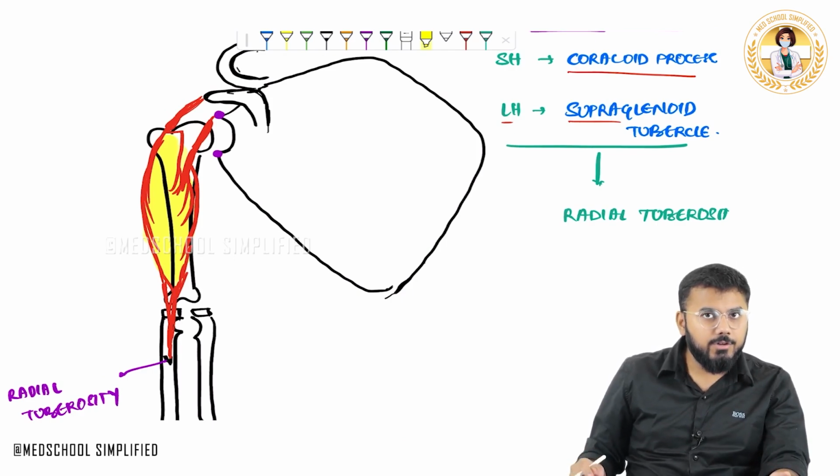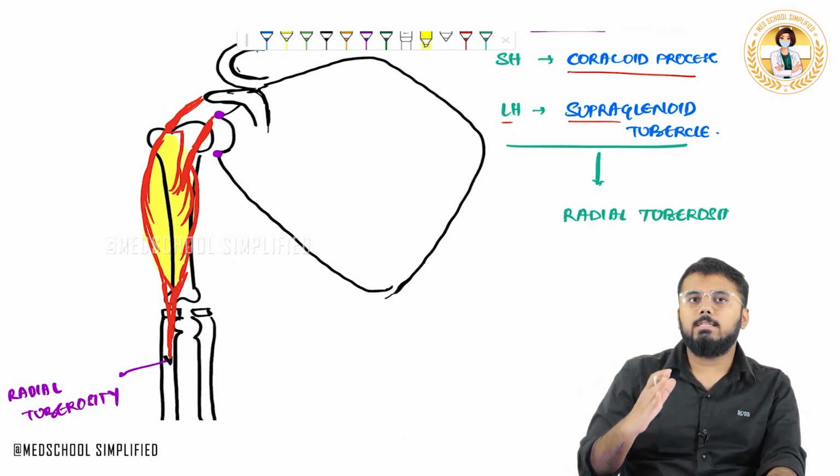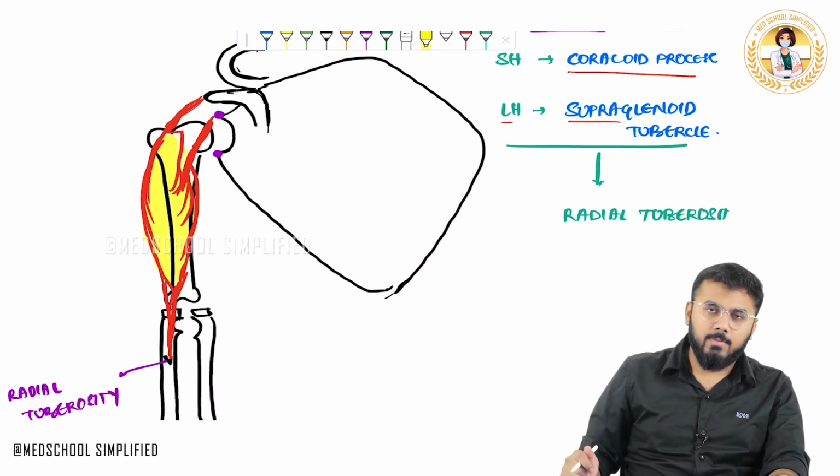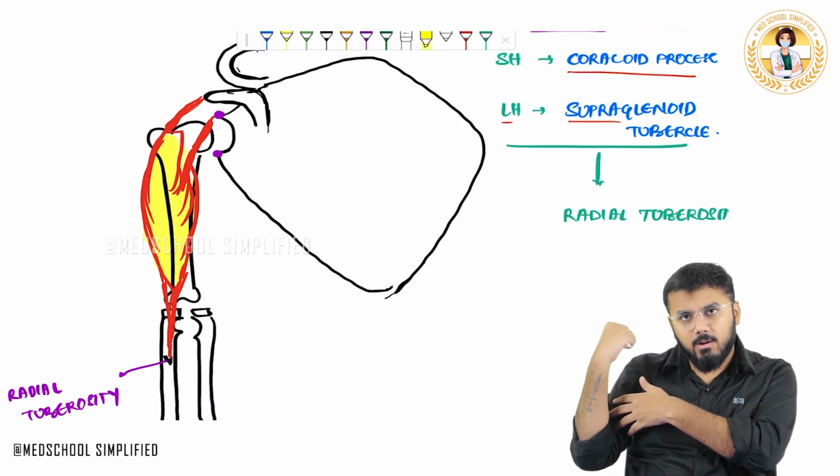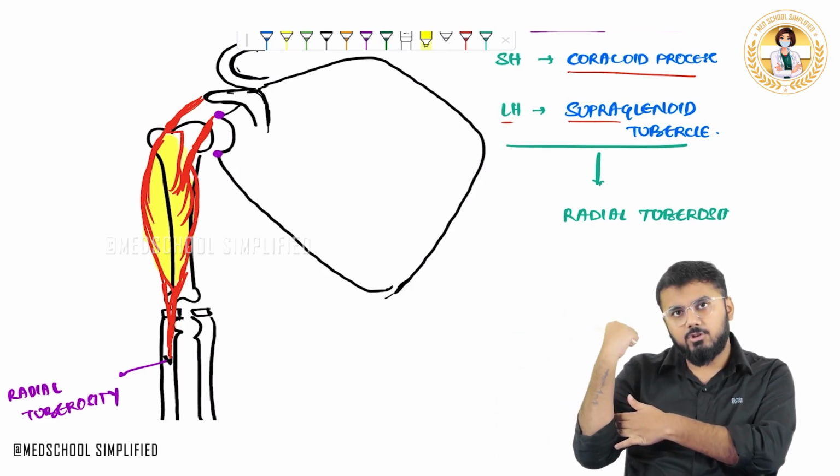And what is the nerve innervation? The nerve innervation, all of you know, what is that? Musculocutaneous nerve. And all of you know that biceps muscle will perform flexion of elbow, isn't it? It is responsible for the flexion of elbow.